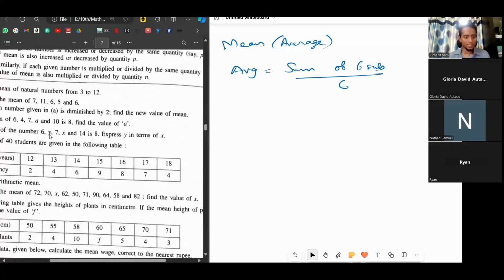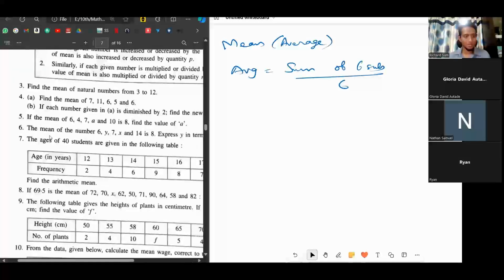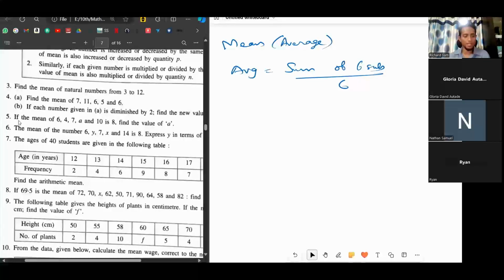Okay. Next, question 6 or question 5. Let's do 5 first. If the mean of 6, 4, 7, a and 10 is 8, find the value of a. So here one of the values is missing and they have given you the mean 8. So you know the formula. Put the values in the formula. Missing value is a. Find a. Do it.